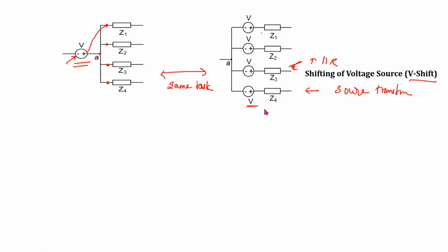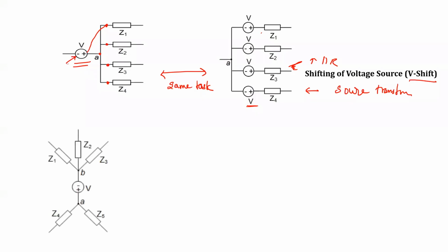All right? Any doubt? So V shift. Have you understood this concept? You should know how V shift should be applied and I shift should be applied. They are very much essential to convert a complex network into a simple network. All right. So we understand it better with the following example.